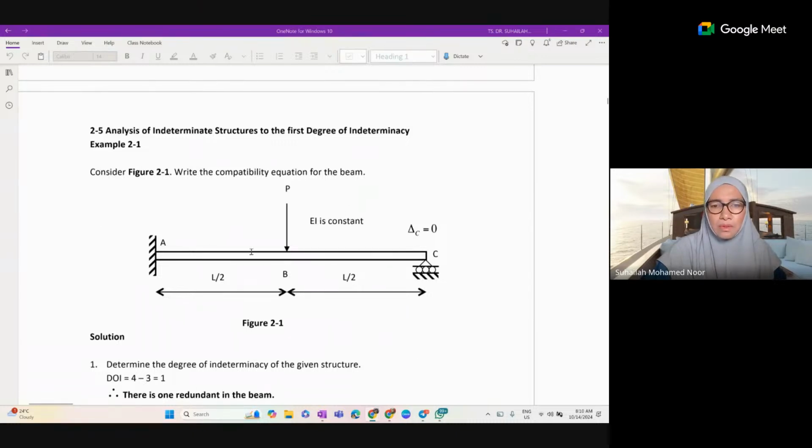is subjected to 1 point load at the center. So the roller at C is chosen as the redundant. CY is the redundant. So we will mark the delta that occurs at C for all diagrams, including the actual beam, primary beam, and redundant beam. So this is the actual beam. Because of the roller, delta at C, the deflection at C, is equal to 0.